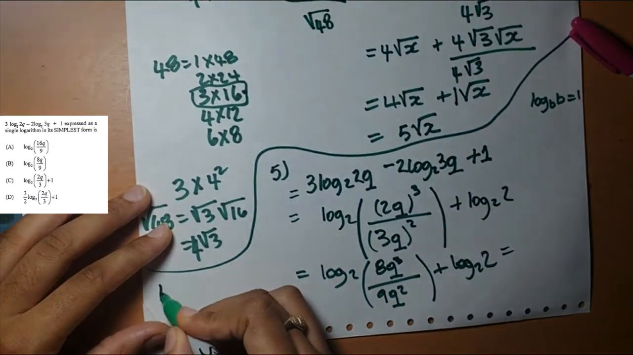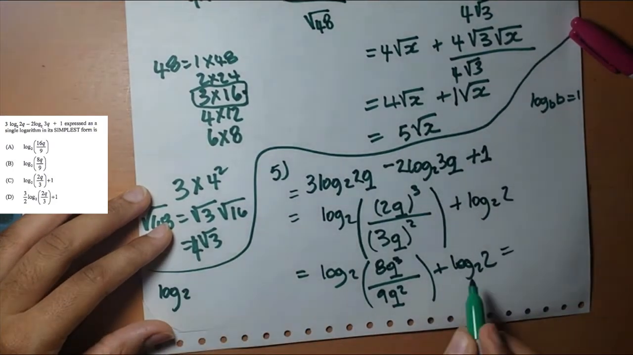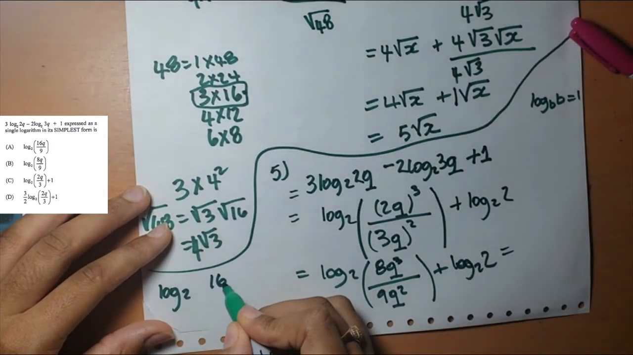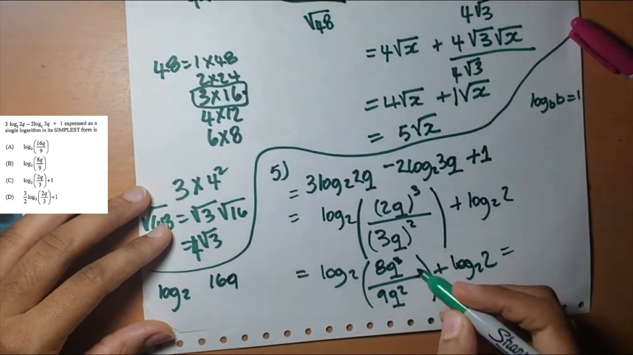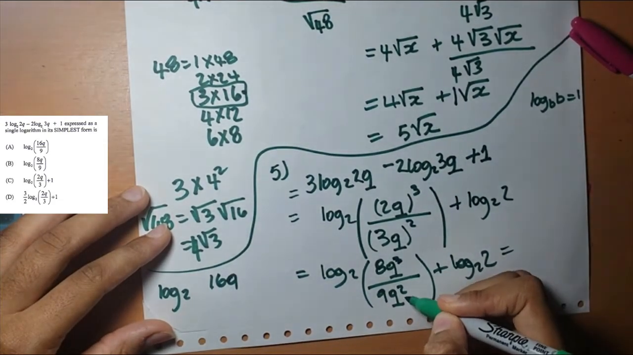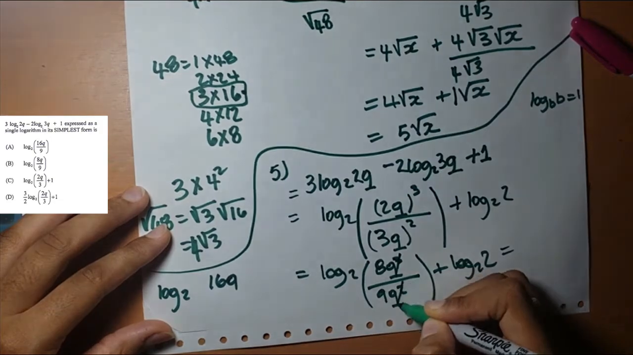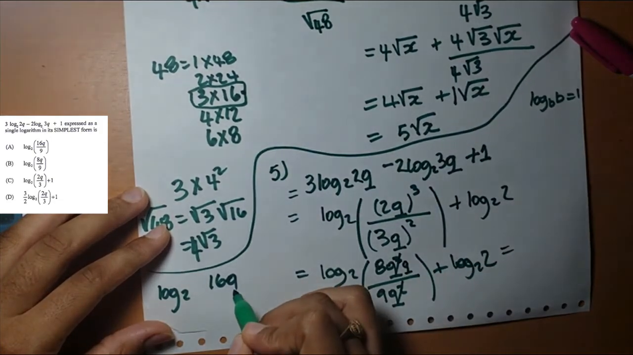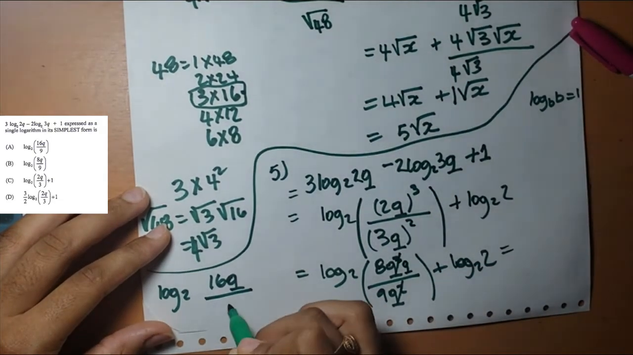So we have log 2, so 2 times 8, that would be 16. Oh, you have q to the 3rd power and q to the 2nd, so therefore they would simplify and this would just be q. So you have 16q over 9.